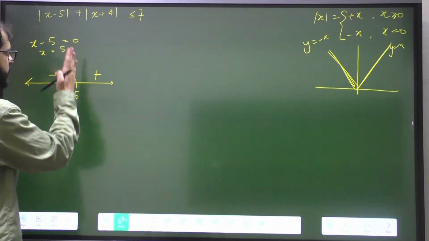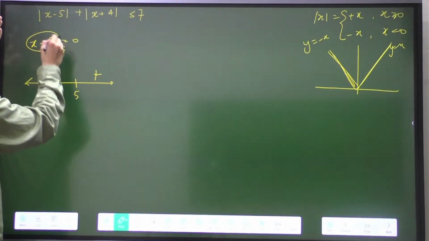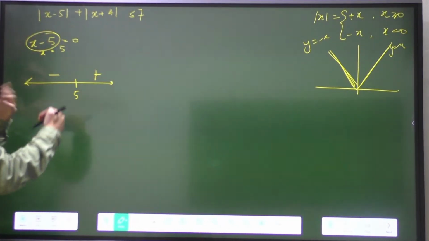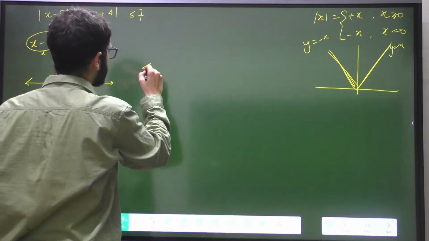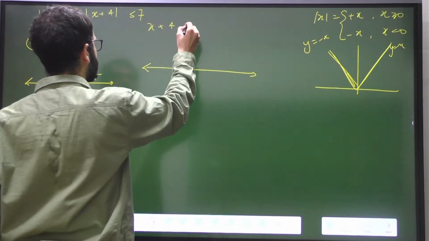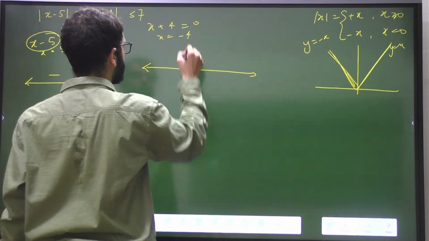So if my input is greater than 5, this expression x minus 5 returns a positive number. If the input is less than 5, this expression returns a negative number. Now let's look at the second expression, that is x plus 4. Let's try to find the root, which will be at x equals -4.